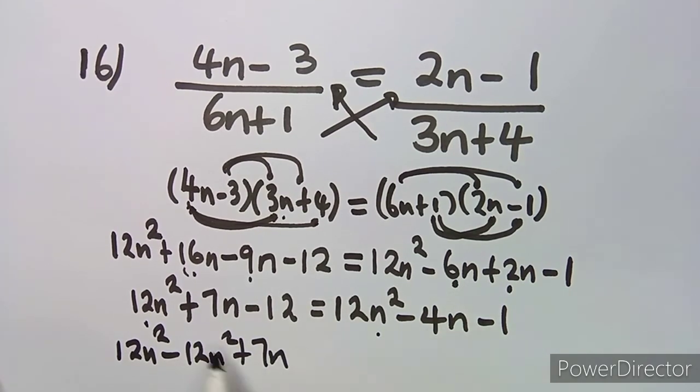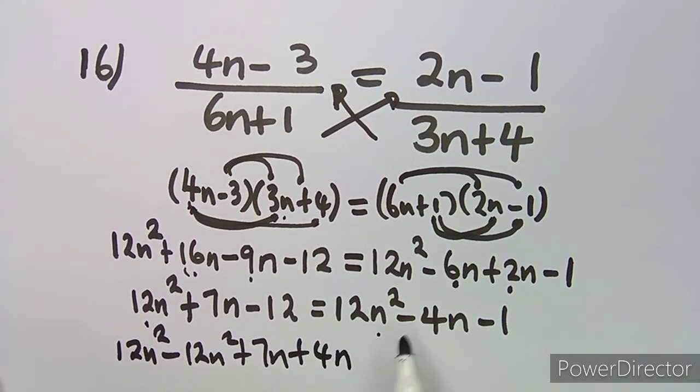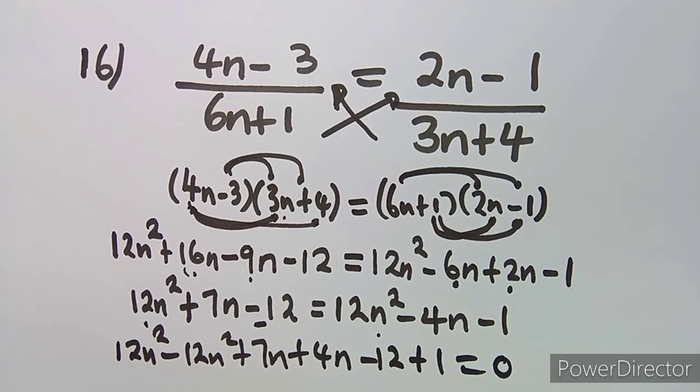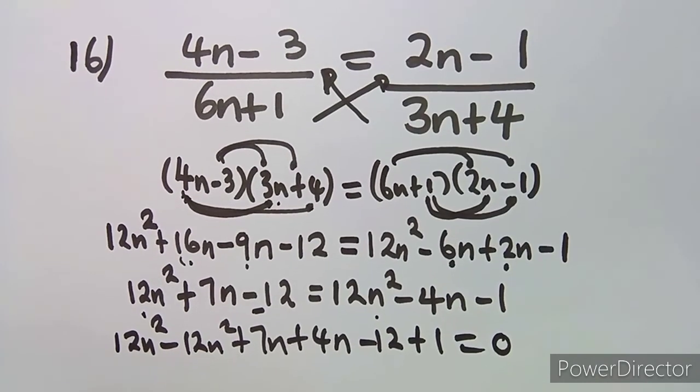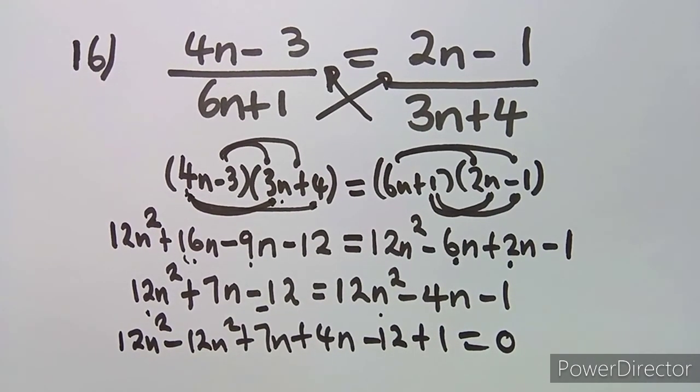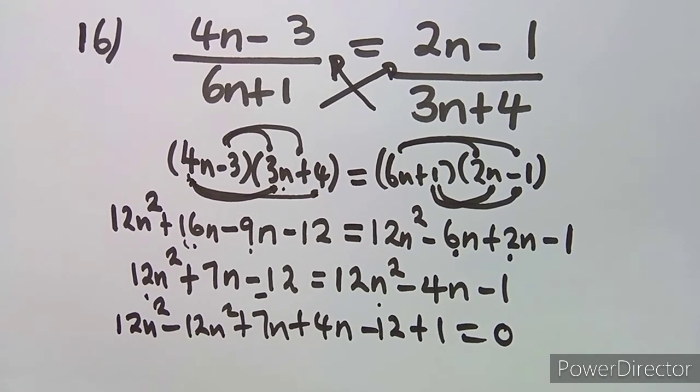All right, minus 4n to this side is going to be a plus 4n. Already we had minus 12 here. Minus 1 to this side is going to be a plus 1, which is equal to 0. So we just rearrange so that we are solving a quadratic equation. But let's see the funny part that is going to happen here.